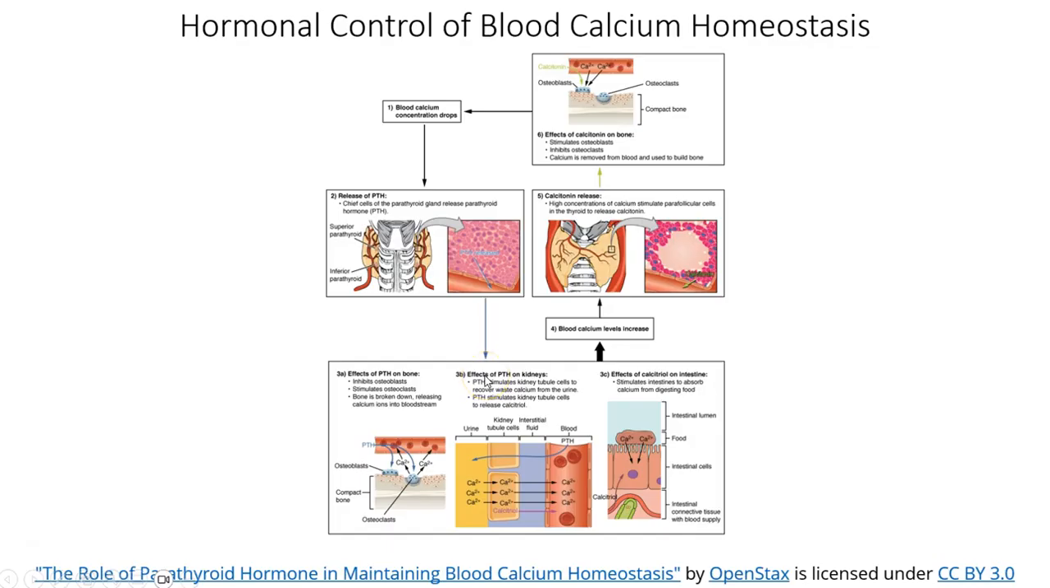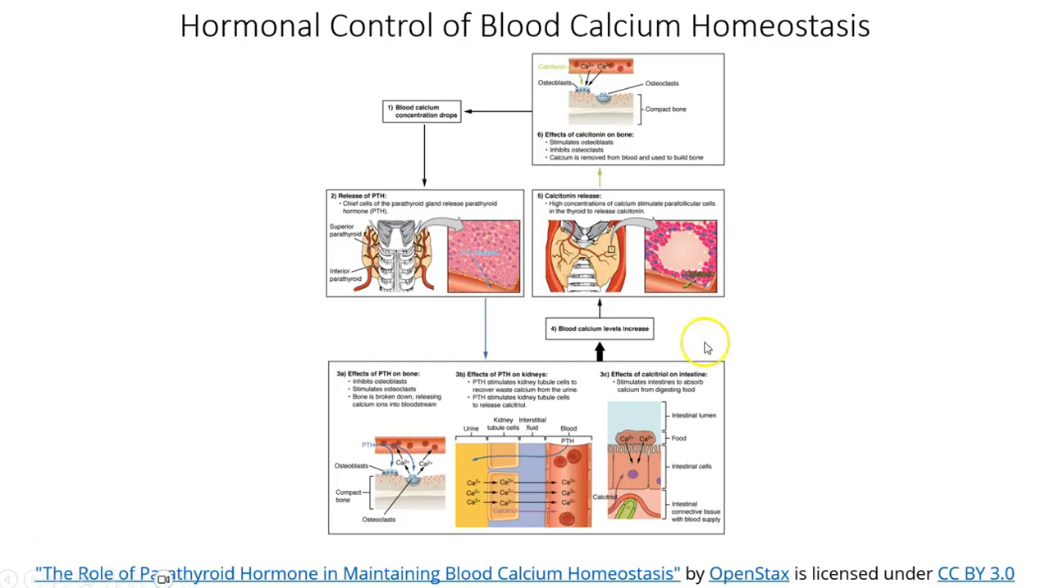PTH is also going to act on the kidneys. It's going to cause the kidneys to recover calcium from the urine, so calcium can get filtered out and then actually get reabsorbed. We'll talk a lot more about how the kidneys function later on in the semester. We're going to pull those calcium ions out of the filtered waste product, and also stimulate them to release calcitriol. So we're having a couple different actions there, but we are trying to save as many of those calcium ions as we possibly can, because we want that blood calcium level to increase again.